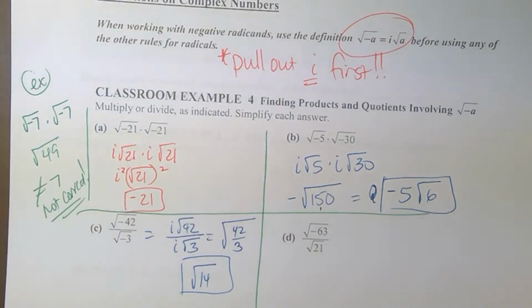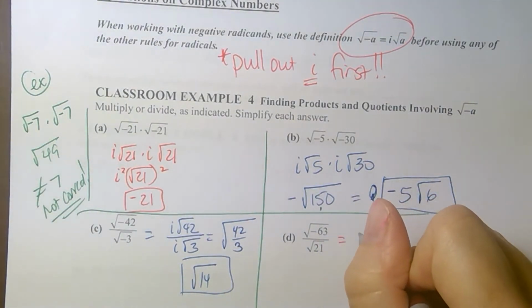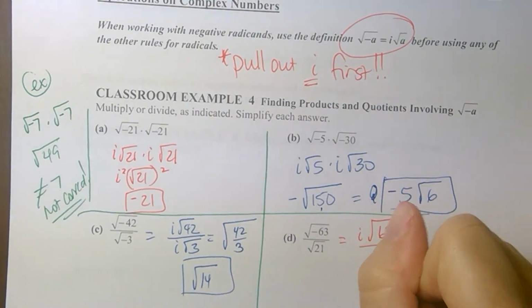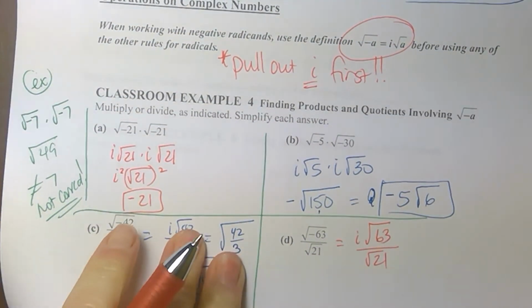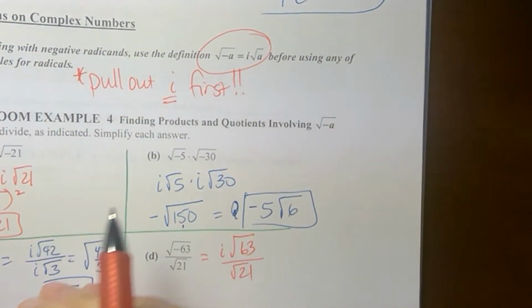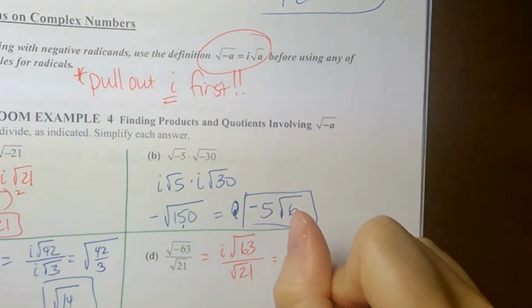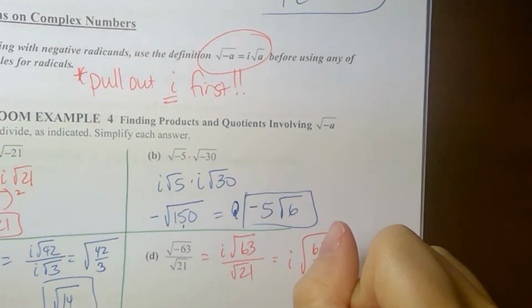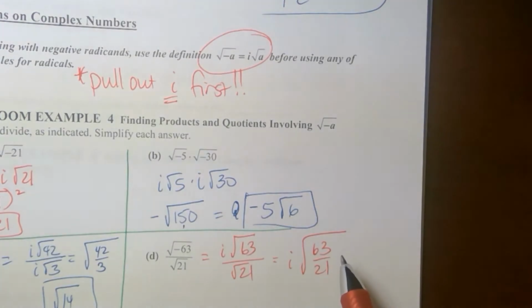And then finally, let's do this one. I only have a negative value in the numerator, so I pull out that i there. And then I have square root 63 over square root 21. I can put that underneath a single radical, 63 divided by 21. Well, 63 divided by 21 is just 3. So that is i square root 3.